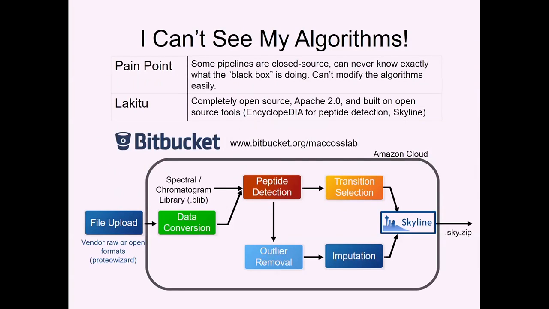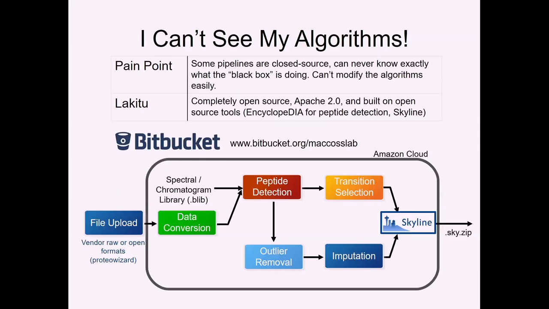The other thing that we feel is an issue is that a lot of pipelines are closed source, and we never really know exactly what they're doing. They're kind of a black box, and you can't modify the algorithms. So our goal, of course, like with a lot of things, is to make sure that everything is open source.